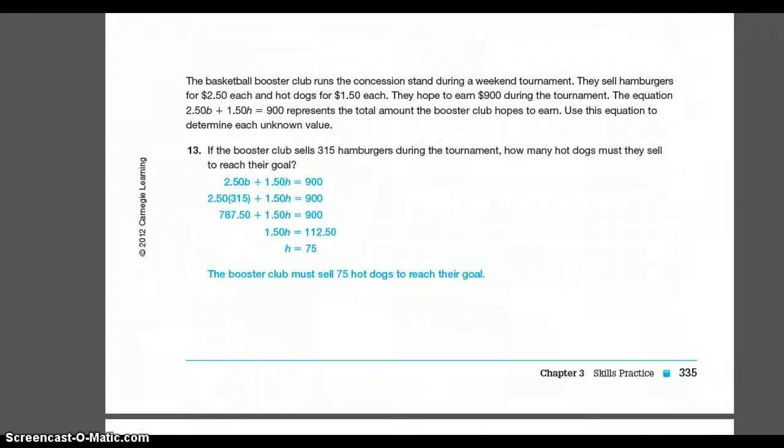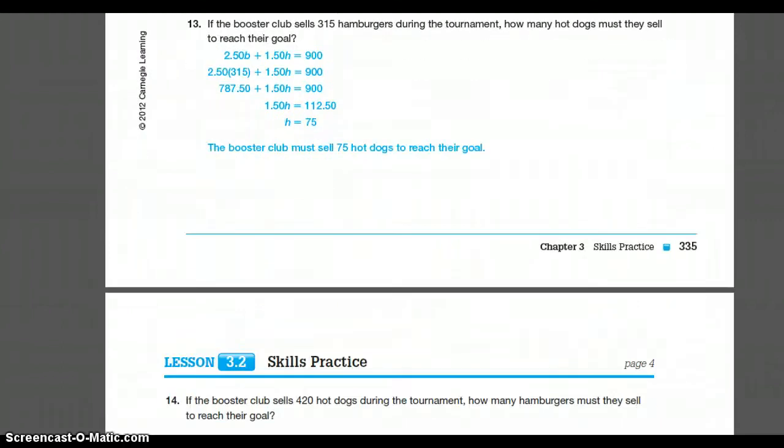And then here, you're going to use this question for all the rest of the problems. And they actually set up the equation for you. It's $2.50 for hamburgers and $1.50 for hot dogs. And we want to reach $900. Okay? And in this case, they said, well, what if we sell 315? So you plug in 315, and then therefore you have to sell 75 hot dogs. And this one needs a sentence. And so again, you're going to do the evens on this.